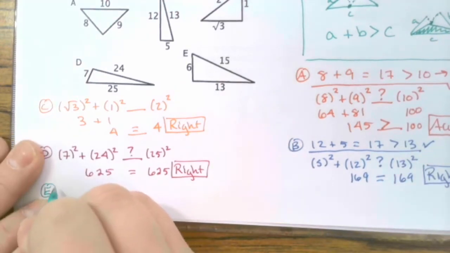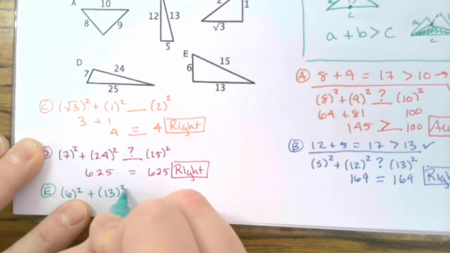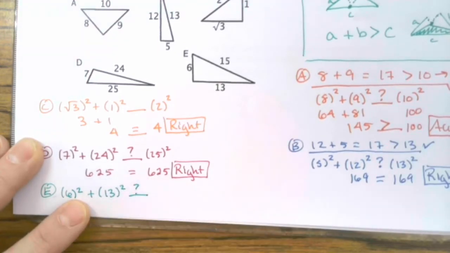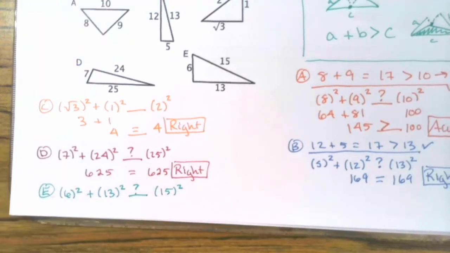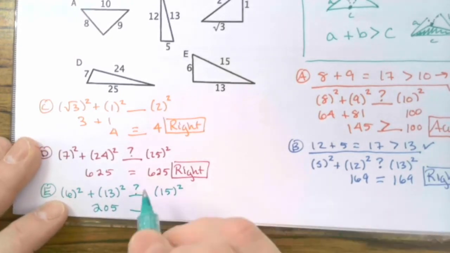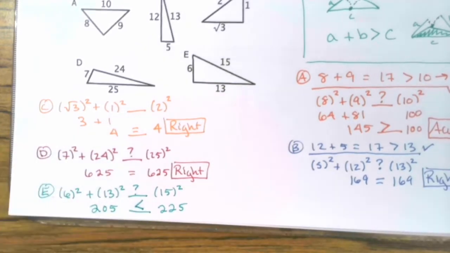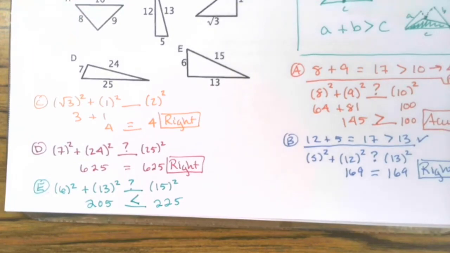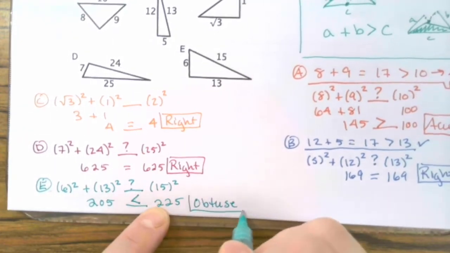Now we try small side, 6 squared, plus the other small side, 13 squared. We want to know what is the relationship between that and the longest side squared. So we get 36 plus 169. It ends up being 205. 15 squared is 225. So c squared is bigger than a squared plus b squared, which means c must be really large, which is why it is an obtuse triangle.